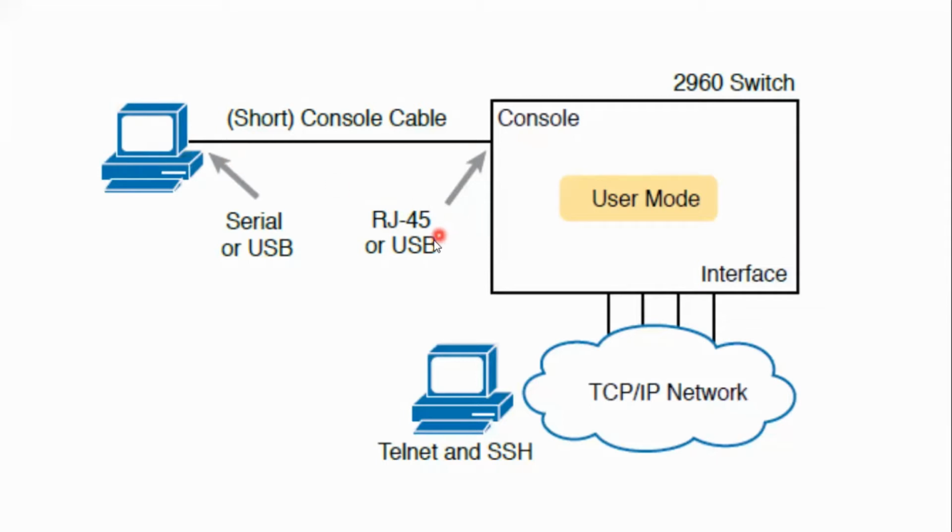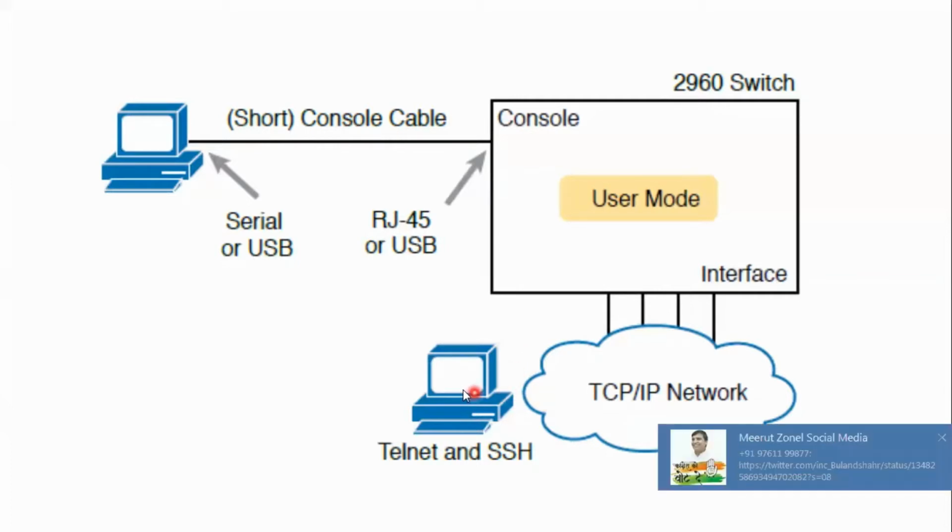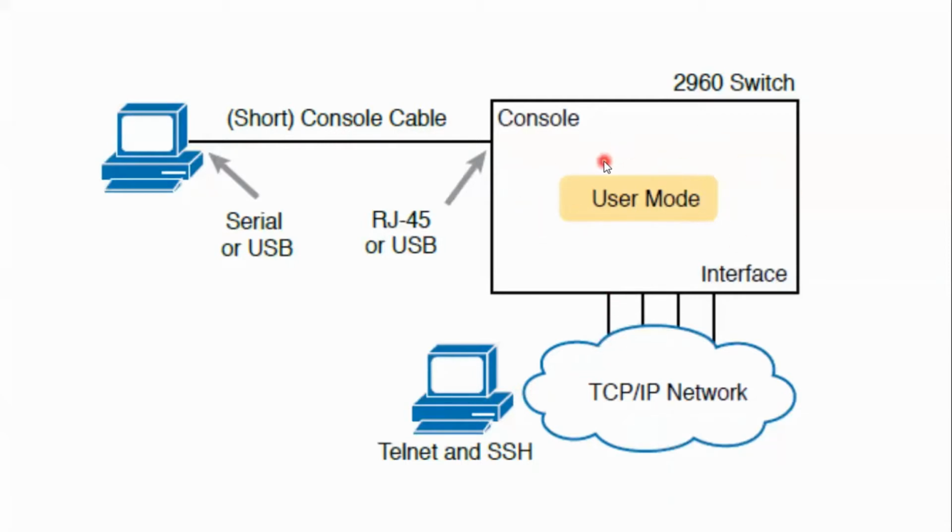If you are connecting to the USB console, there is a USB to USB cable with this device. You can connect with that. If you have a serial console cable, then one side you plug into the RJ45 console, and the other side you connect into the USB to serial converter, and connect the USB to your laptop or desktop. Or the second thing is you can telnet or SSH through your PC, through your network, into this switch using PuTTY. So you have these two types of access to this device.